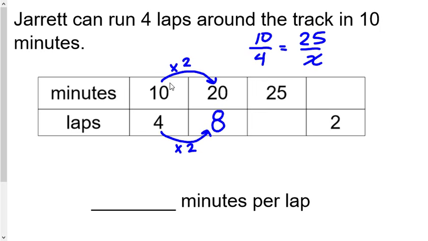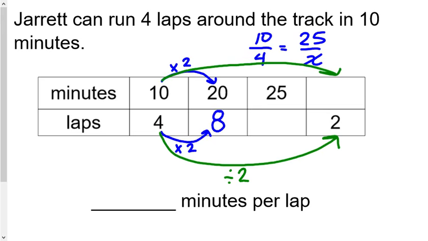So I can also look and say, oh, wait a minute, there's a relationship for how I can go from 4 to 2. I can do 4 divided by 2 to get 2. So if I can do 4 divided by 2 to get 2, then guess what? I can do 10 divided by 2 to get 5. So my missing number is 5.